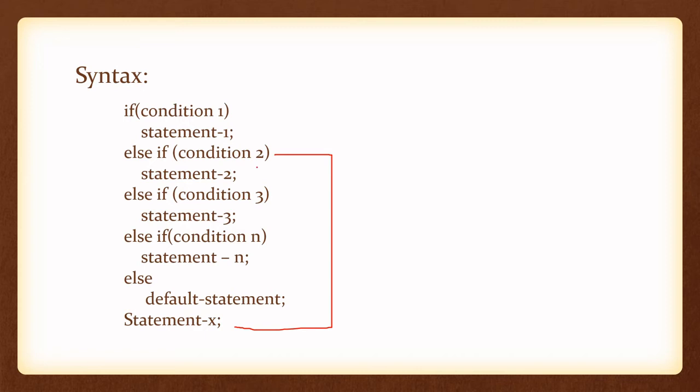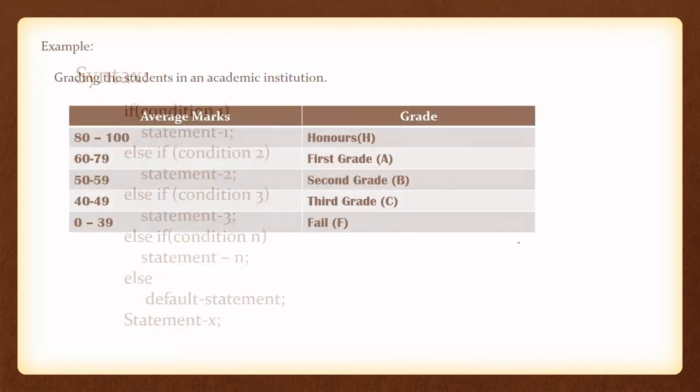In case condition 2 fails, then it will check condition 3. If condition 3 also fails, it will check condition n. Even if condition n also fails, then the default statement will be executed. So this is about the syntax of the else if ladder. Now let's see an example.